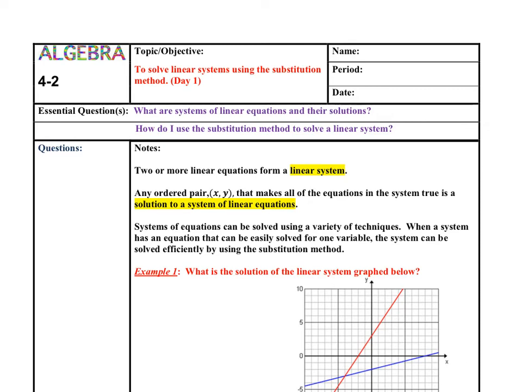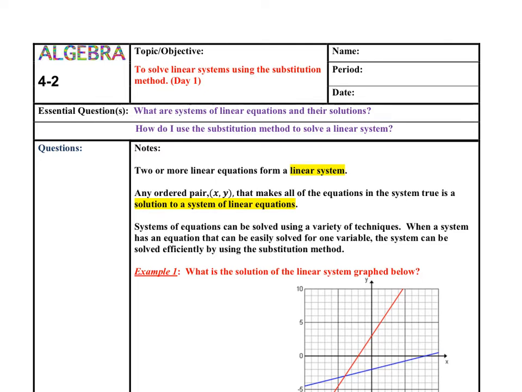Two or more equations is called a linear system. We've talked about that. An ordered pair x, y that makes the equations in the system true is a solution to the system of linear equations. We talked about you have a variety of techniques.